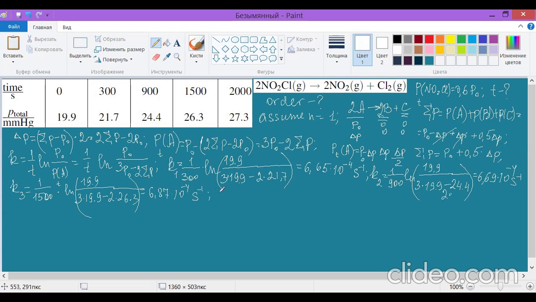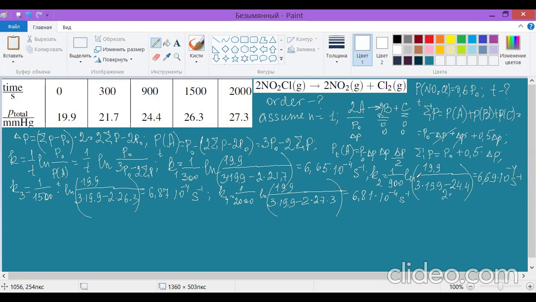And the last one, k sub 4. Okay, time 2000, 3 times 19.9 minus 2 times 27.3, which will be divided by 1000 seconds. We get 6.81 times 10 to the minus 4 seconds to the minus 1.